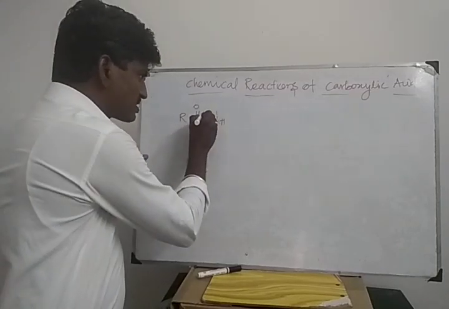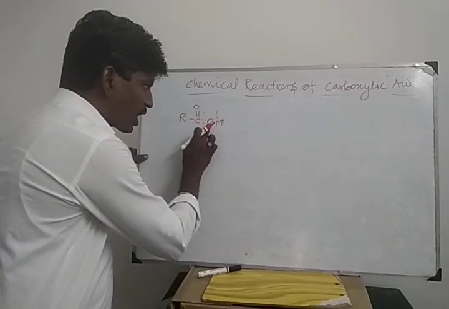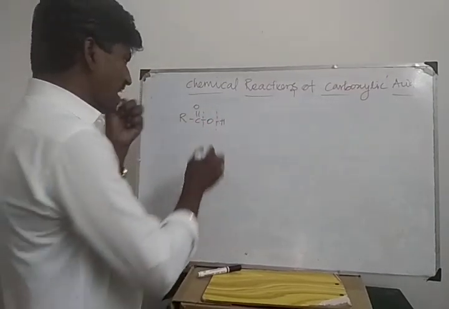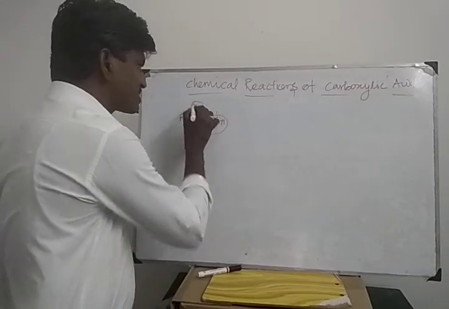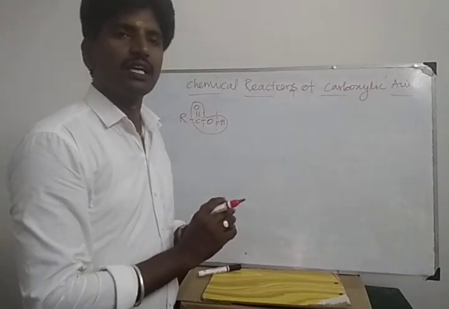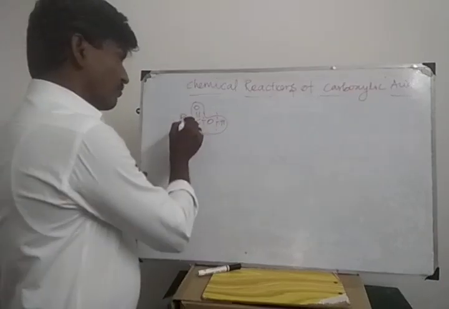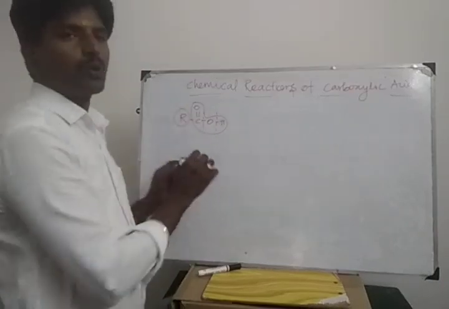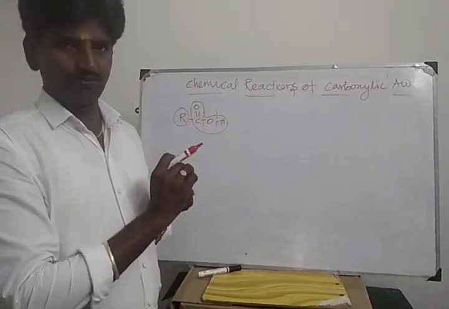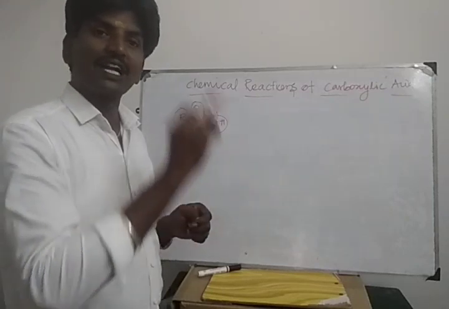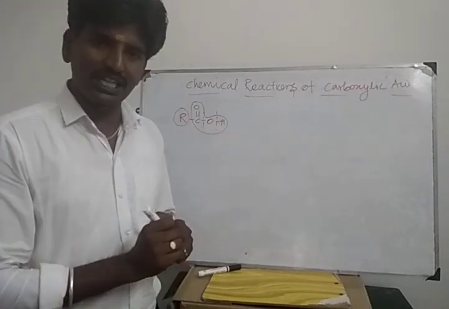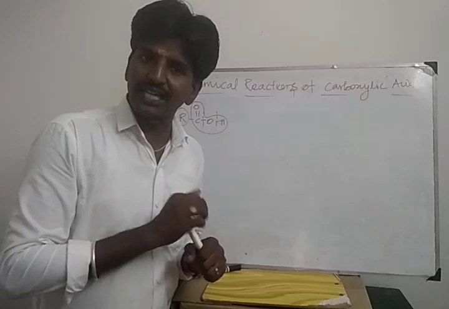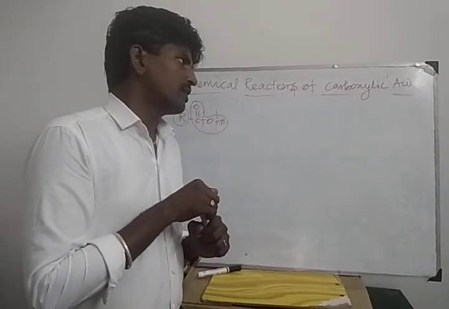Second one, reactions due to bond break in between carbon and oxygen. Third one, overall COOH group is involved in chemical reaction. Fourth one, reactions due to alkyl group. Fifth one, electrophilic substitution reaction. So it is involved in 5 different types of chemical reaction.